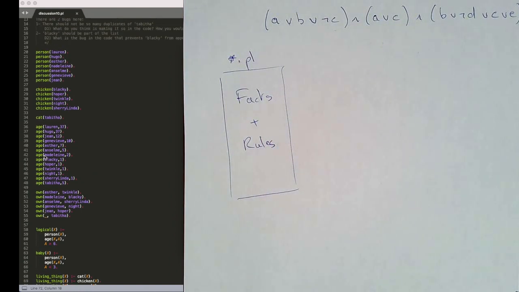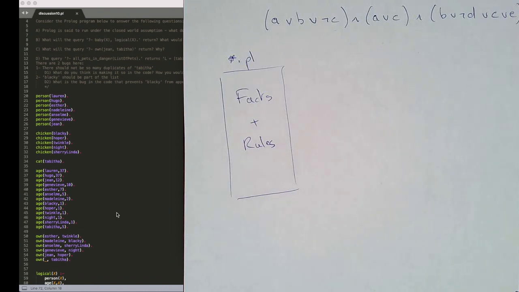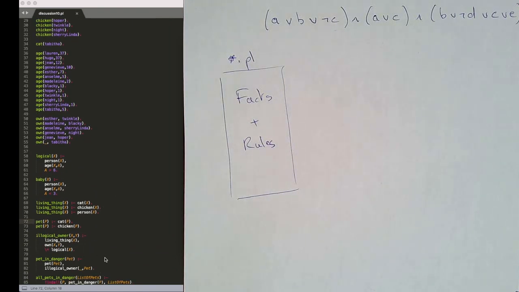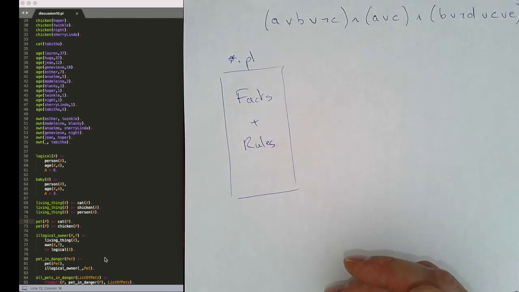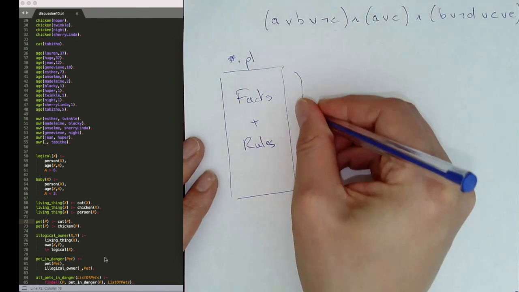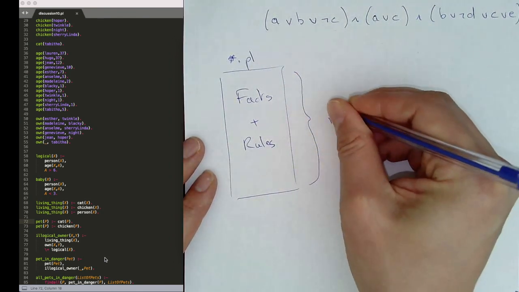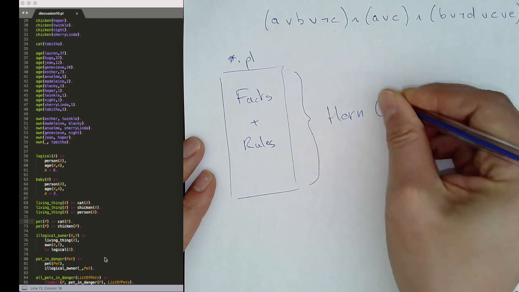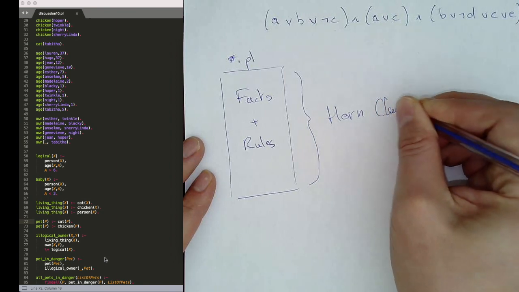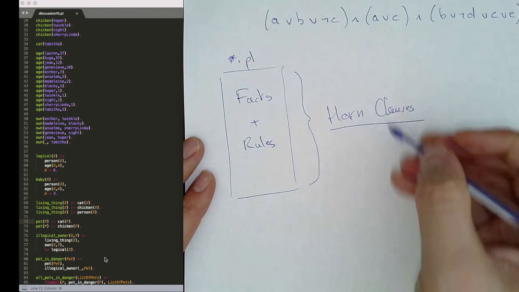The way I organized it is I started with the facts and then I put the rules. I could have done it differently. Of course, there's no real order here. It doesn't really matter. It's just from an organization point of view. And it happens that all of these facts and rules are what we call in logic Horn clauses. So they are a specific kind of clause.